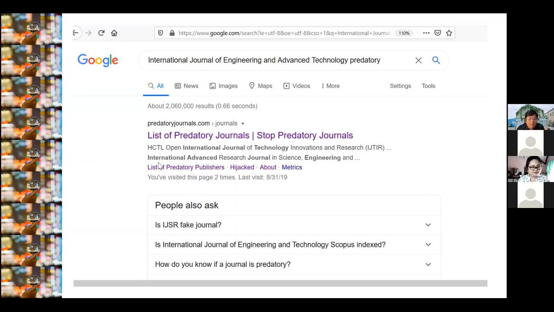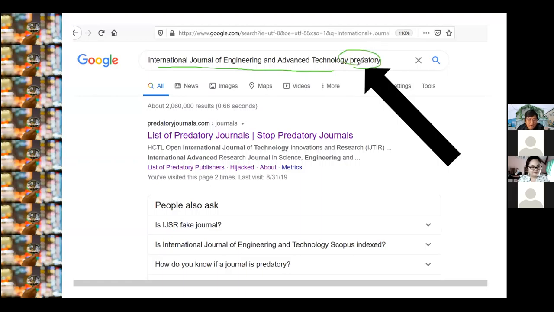Number two, usually ang ginagawa ko kapag sa Google, tinatype ko yung pangalan ng journal tapos ina-add ko yung word na predatory. Tapos kapag lumitaw siya sa Google, ibig sabihin red flag na, talagang posibleng predatory talaga siya. So that is a signal na huwag kang mag-submit.